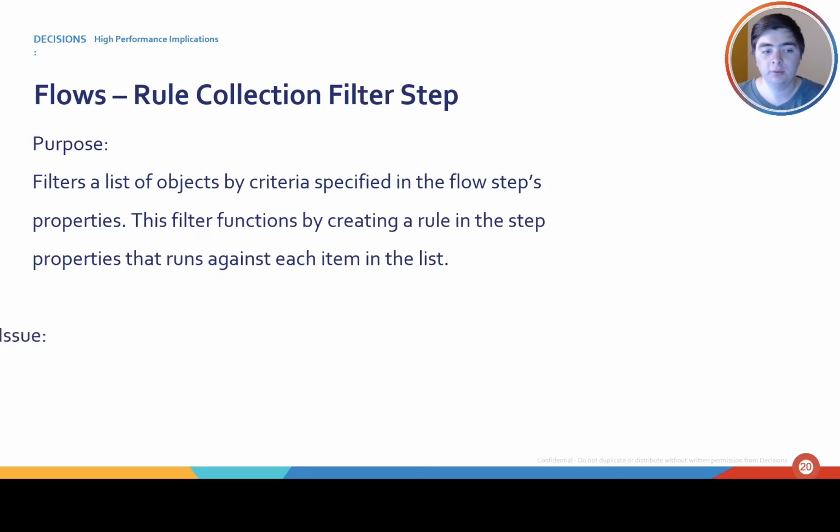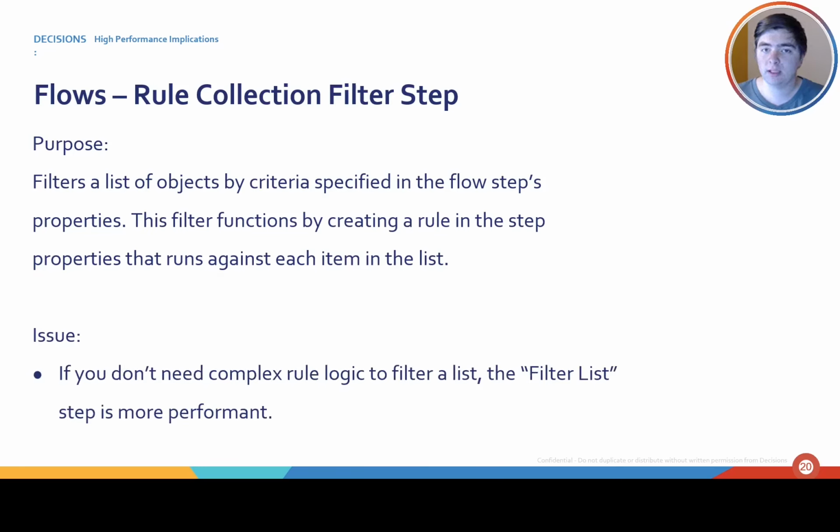Why is it an issue? Well, it's not so much an issue in itself, but there is a more performant step called a filter list step, where if you don't need any advanced rule filtering on your set of objects, this is a much more performant method to filter out what you need from this particular list of objects. All right. So I'm going to go over when you would want to use one over the other. That is, when you would want to use the filter list over the rule collection filter step and vice versa.